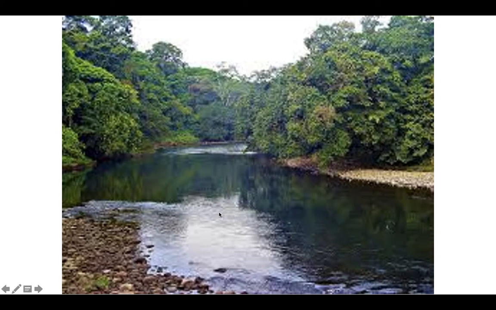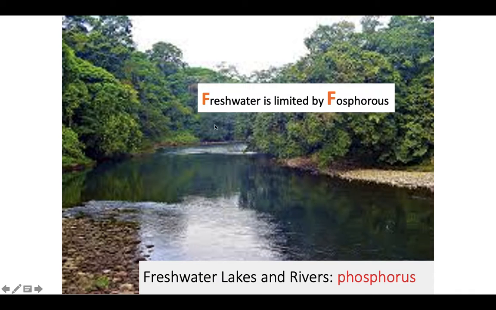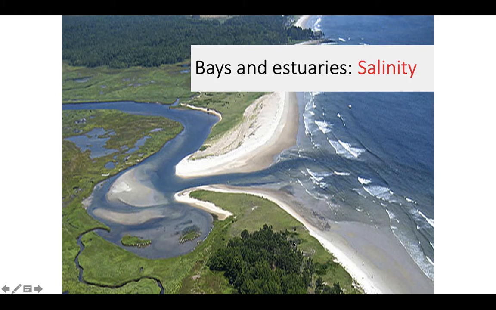On the flip side of that, freshwater ecosystems tend to be limited by phosphorus. Phosphorus is limited in lakes, rivers, streams, etc. The way I remember this is the sound of the F. Freshwater is limited by phosphorus. Phosphorus doesn't have an F in it, but it makes the same sound, so it works. And lastly, estuaries, areas where freshwater runs into marine ecosystems. We've got freshwater and saltwater, so the limiting factor there is going to be salinity.